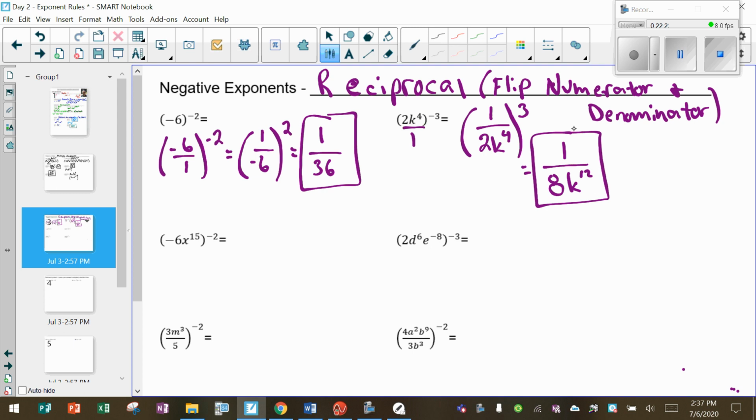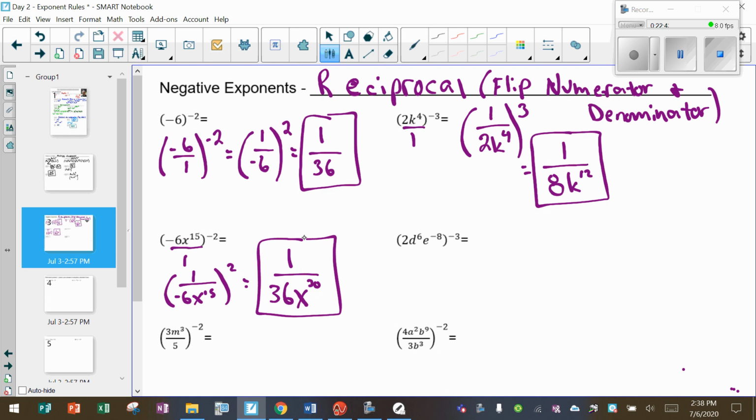All right, welcome back. So we take the expression that's there, we flip it, and then we square it. So it becomes 1 over 36x to the 30th. Negative times a negative turns positive. That's why the negative 6 squared turns into positive 36.